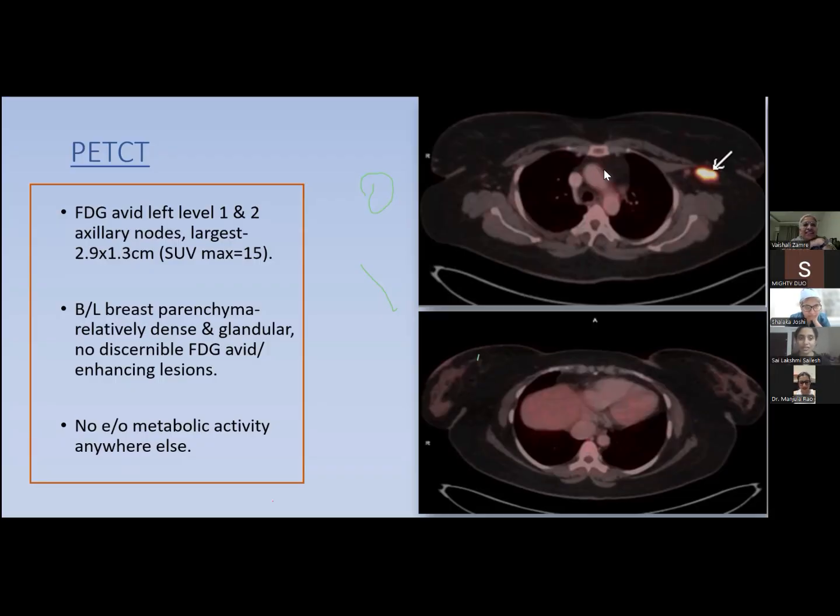So ma'am, PET CT was done, which showed FDG avid left level 1 and 2 axillary nodes, the largest node measuring 2.9 by 1.3 centimeters with an SUV of 15. Bilateral breast parenchyma was relatively dense and glandular, and there was no discernible FDG uptake or enhancing lesions. There was no evidence of metabolic activity anywhere else in the body. So the PET scan did not pick up any activity in the breast, nothing at all.